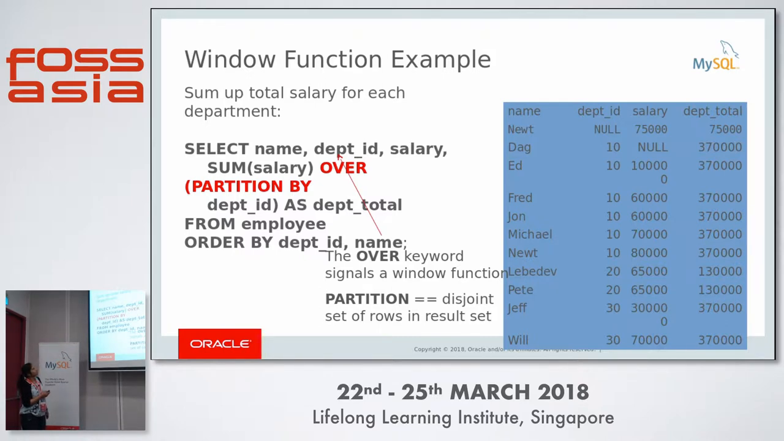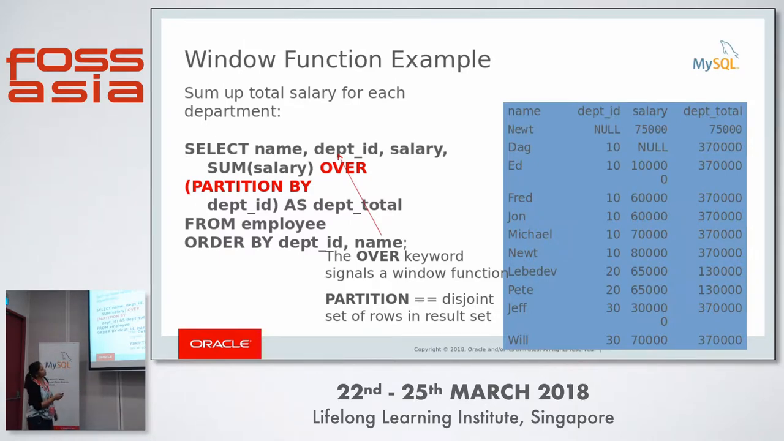What does a PARTITION BY do? PARTITION BY is similar to your GROUP BY. So it groups by the department ID and then gives the department total. As you see here, the output looks like this, whereas for a typical grouped aggregate, there would be one row for the first group, one row for the second group, and then the third group, fourth group, like that.